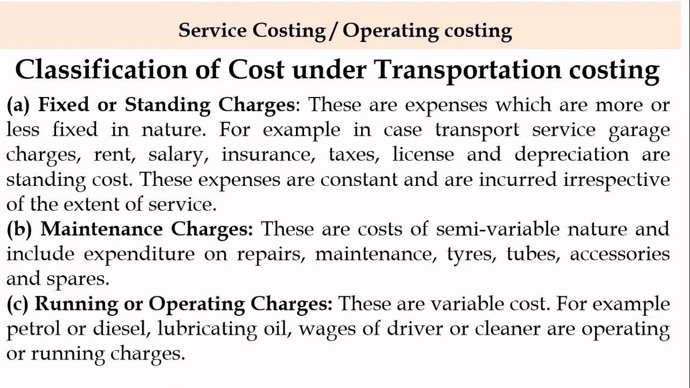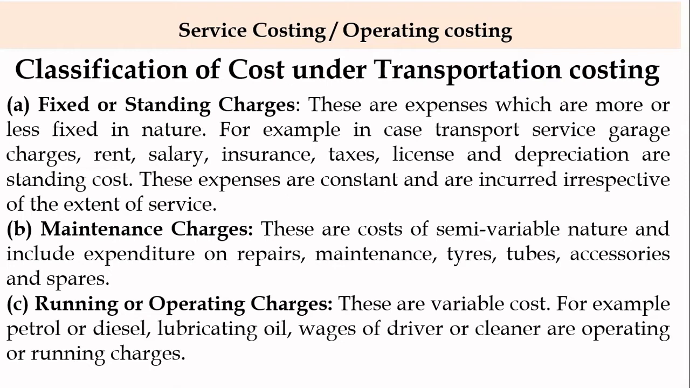So these are variable costs. For example, petrol or diesel, lubricant oil, wages of driver or cleaner are operating charges or running charges. If buses don't run or the trucks or lorries don't run, then even these charges will be zero, because if the bus doesn't run, there is no need of incurring for petrol, diesel, or giving wages to drivers or cleaners. So these are the three headings which are covered under the transportation costing.